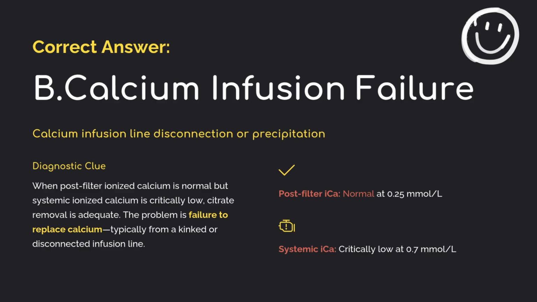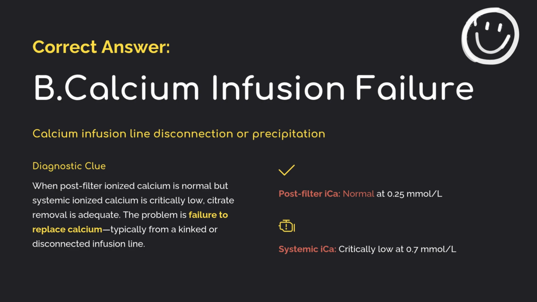Let's look at the correct answer, calcium infusion failure. This happens when the calcium infusion line is either disconnected or there is precipitation inside the line. Here is the key diagnostic clue. When your post-filter ionized calcium is normal, but your systemic ionized calcium is critically low, that tells you filtrate removal is fine. The problem isn't with citrate, it is a failure to replace calcium.